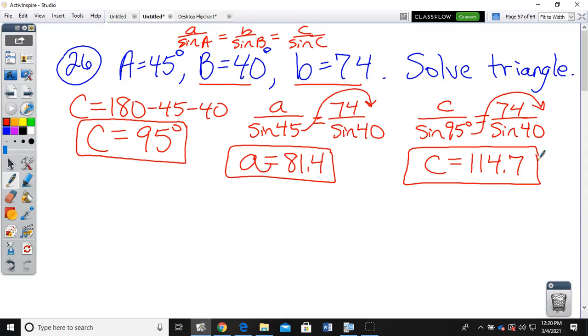Any questions on 26? So you'd put C equals 114. Oh, you put all of them.